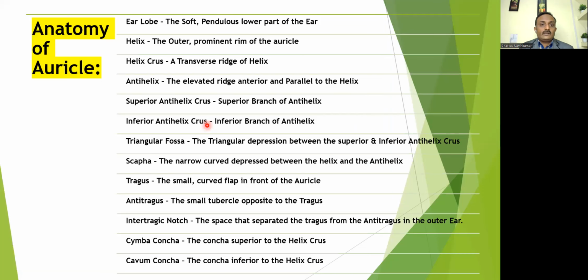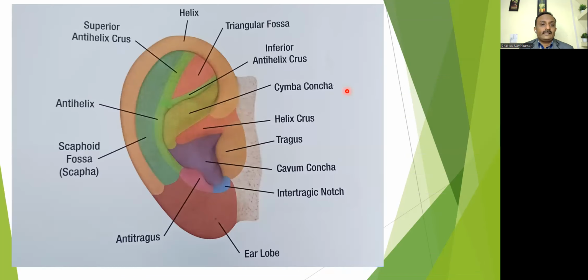The next portion is the antihelix. The antihelix is the elevated ridge anterior and parallel to the helix. This is the inner portion, called the antihelix. And from this antihelix, there are two branches. One is the superior antihelix, and the other one is the inferior antihelix.